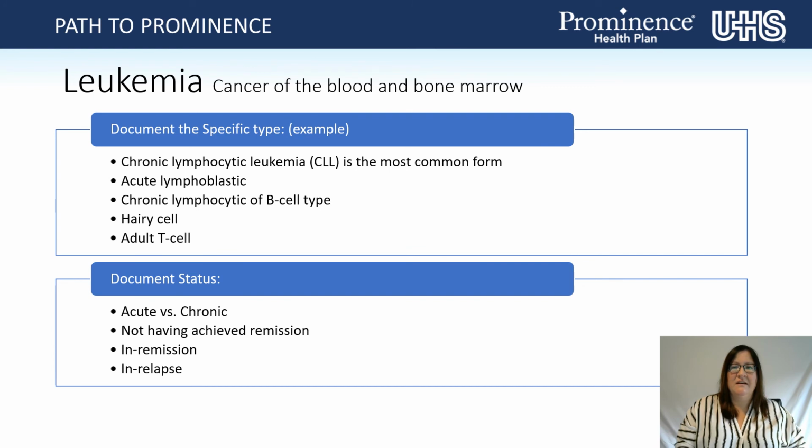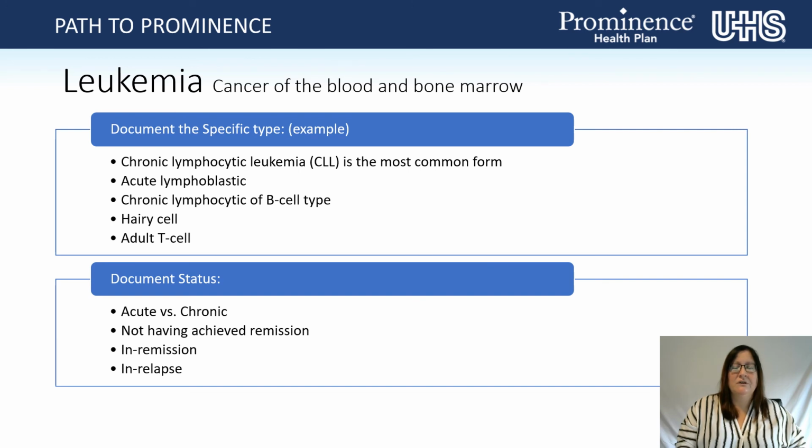Coding of leukemia, cancer of the blood and bone marrow. Document the specific type of leukemia. Is it chronic lymphocytic leukemia, which is the most common form? Is it acute lymphoblastic, chronic lymphocytic of B cell type, hairy cell, or adult T cell?